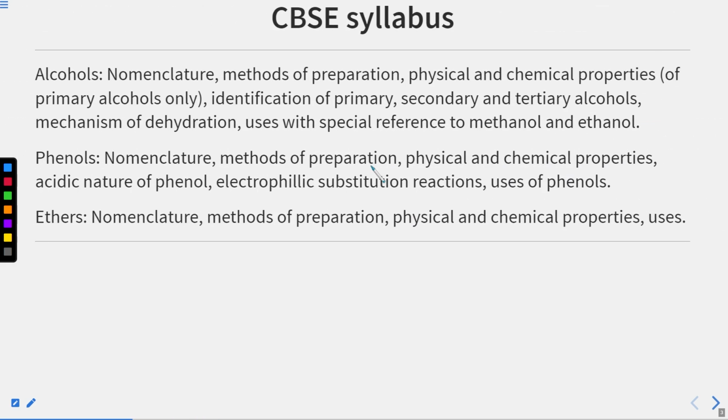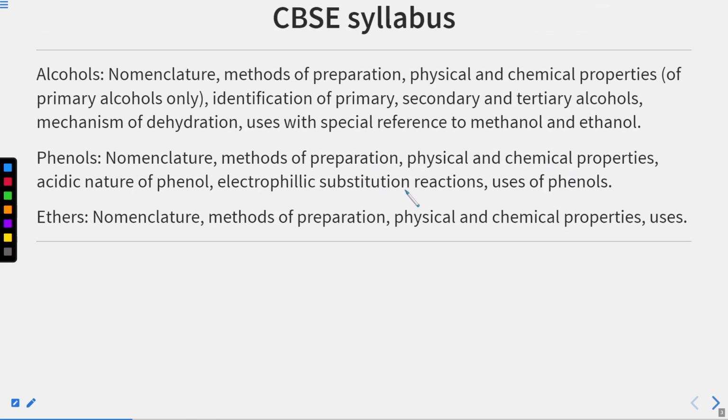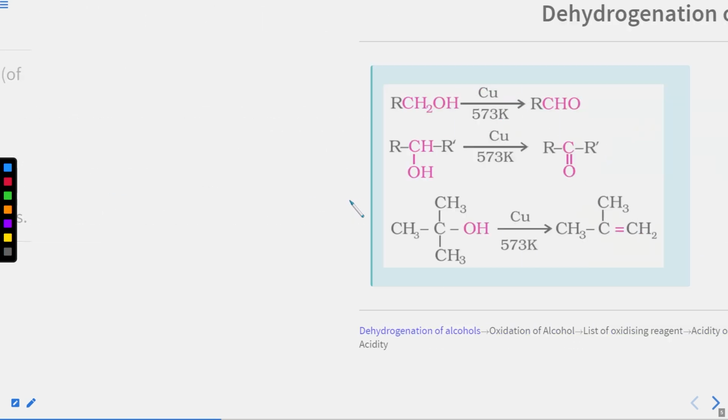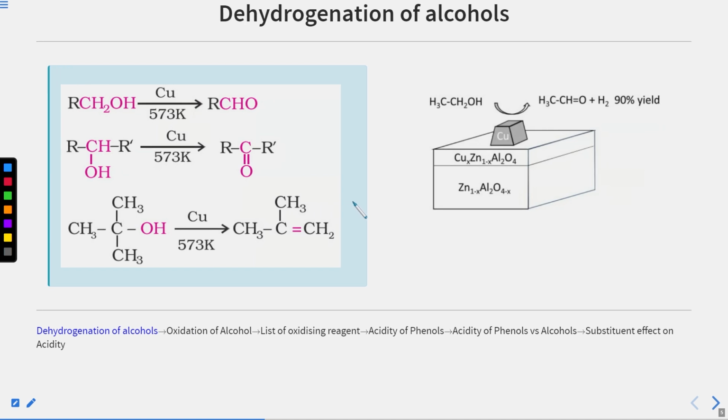If you look here, it is very clearly written: the substituent effect on the acidic nature of phenol. So mono-substituted ones are to be covered. Next, let us start today's class. First of all, the dehydrogenation of alcohol.